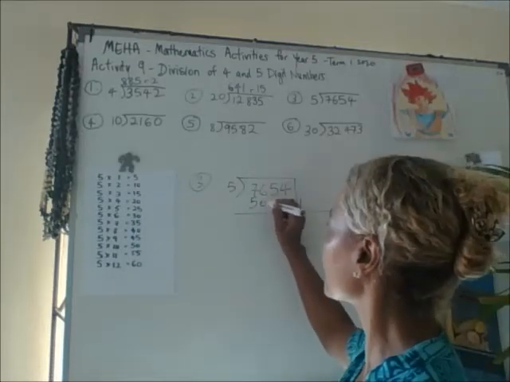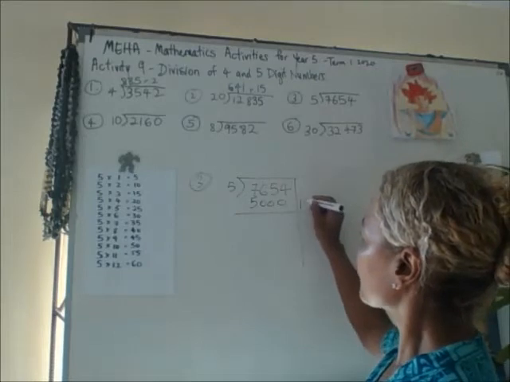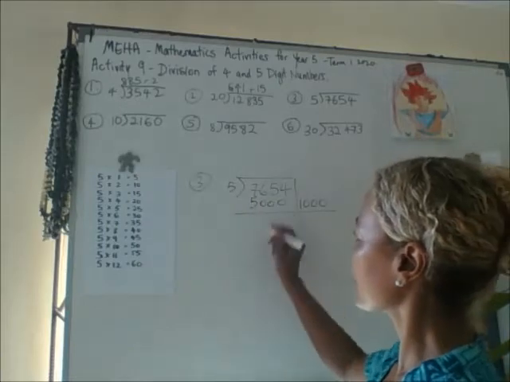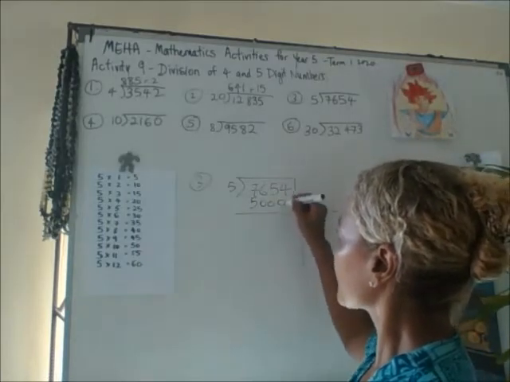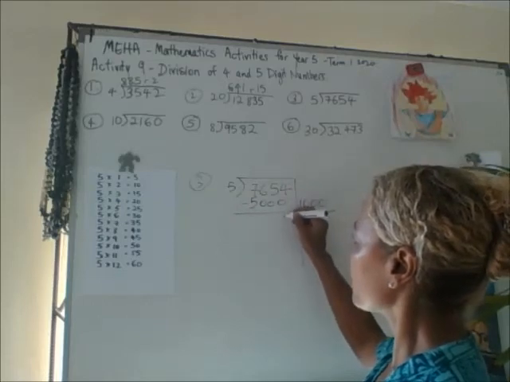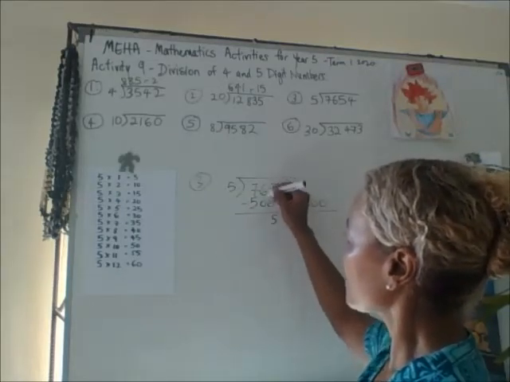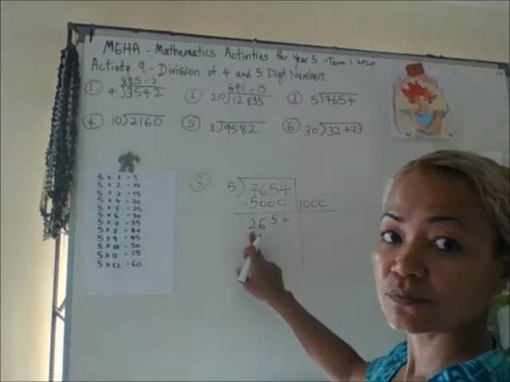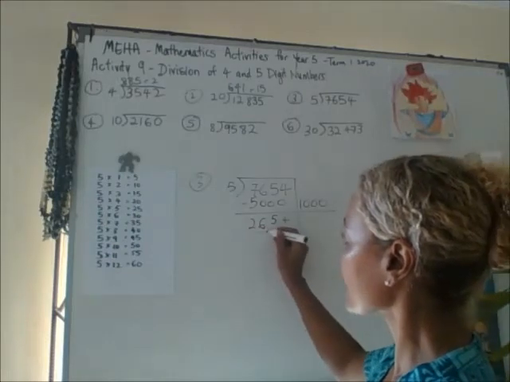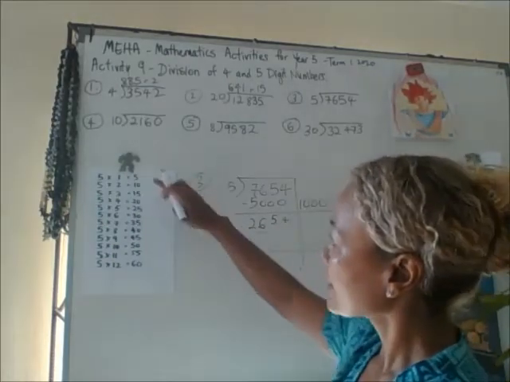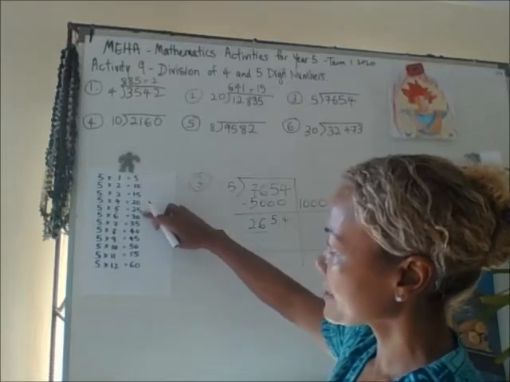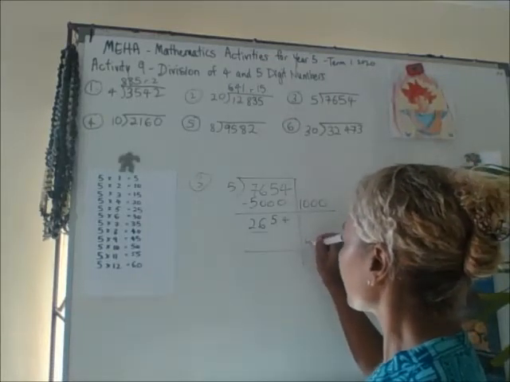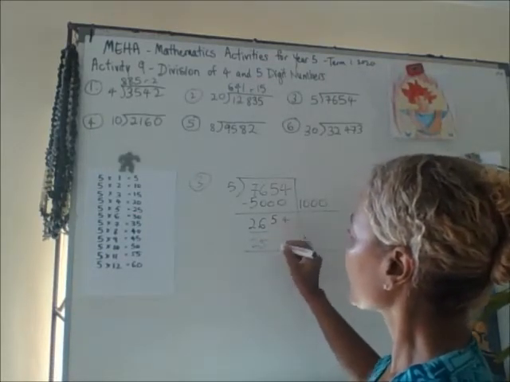We need to make the bottom 4 digits as well. 1, 2, 3 zeros on this side as well. 5 times 1,000, 5,000. 4 subtract 0, 4. Left with 5. Here you're left with 6. And here you're left with 2. Can 5 go into 2? No, it can't. Can 5 go into 26? Yes, it can. What's the number that's just under 26? 25. Right? On the 5 times table. 5 5s are 25.